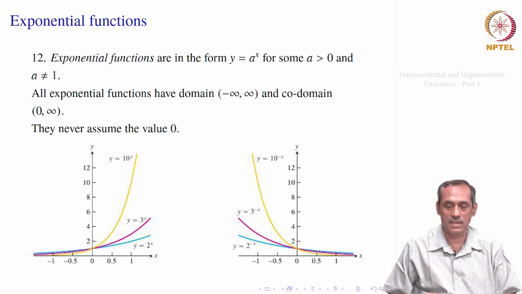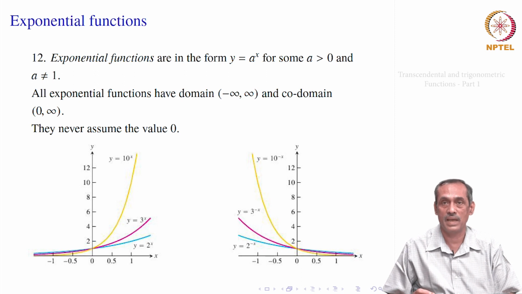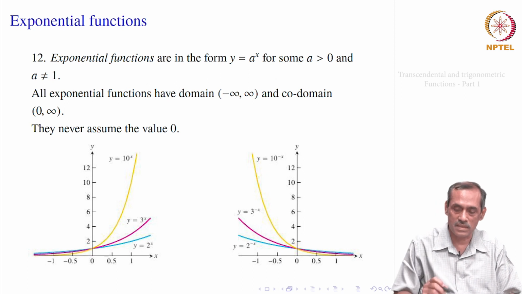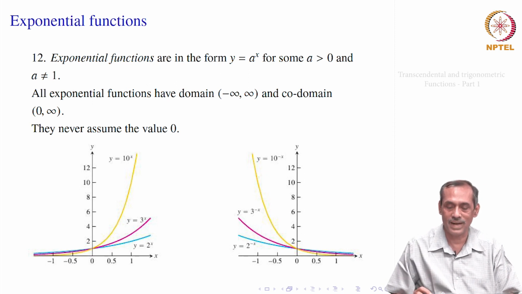So, first we will consider the exponential function, which is given as f of x equal to a to the power x for some fixed positive a. So, recall that when you take the power function, it is of the form x to the power a, where a is fixed and x is the variable. Now, this is in the form a to the power x, where a is fixed and x is a variable. And of course, we will assume that this a is not equal to 1, because you will get the constant function otherwise. So, these are called the exponential functions, which are in the form a to the power x.